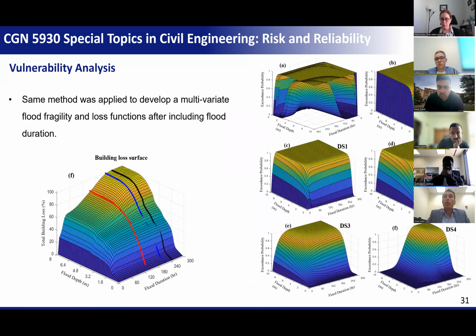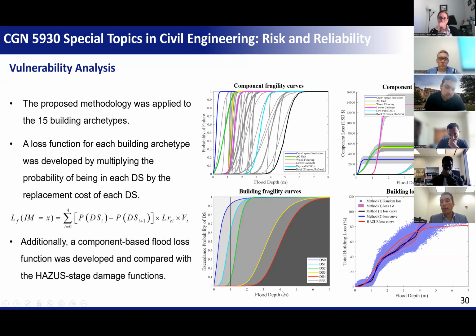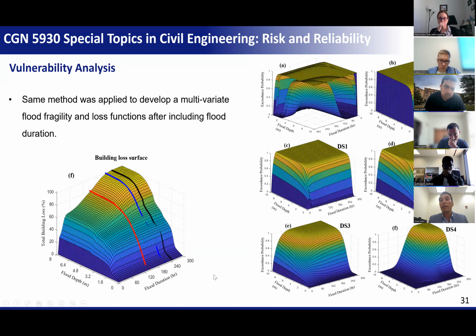Also, we extended this approach to be multivariate. Here we only capture the impact of flood depth, so we were able to capture the combined impact of flood depth and flood duration. Right now we are moving from fragility curves to fragility surfaces, and from flood loss curves to flood loss surfaces. We did the same thing, but we made the flood loss function a function of flood depth and flood duration. Like, what is the probability of failure of a specific component if it was exposed to a flood depth of 1 meter for a duration of 24 hours.